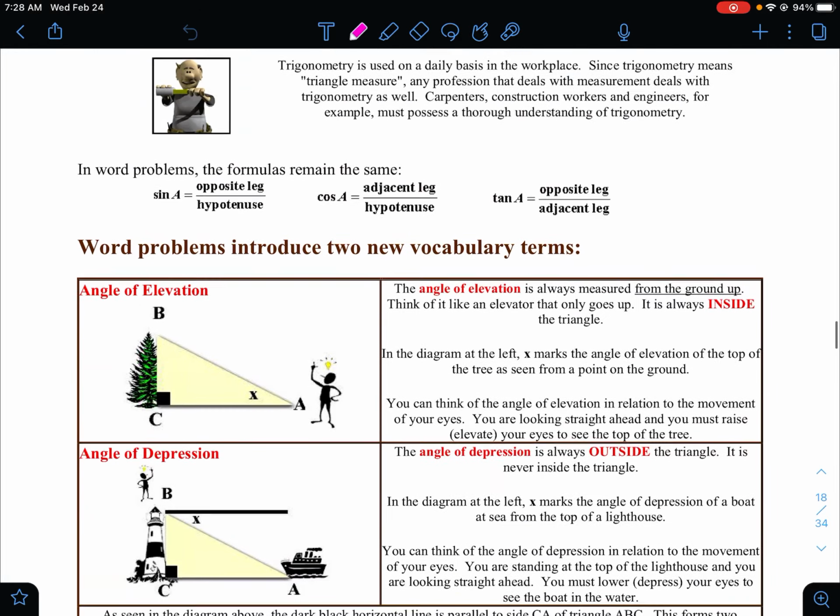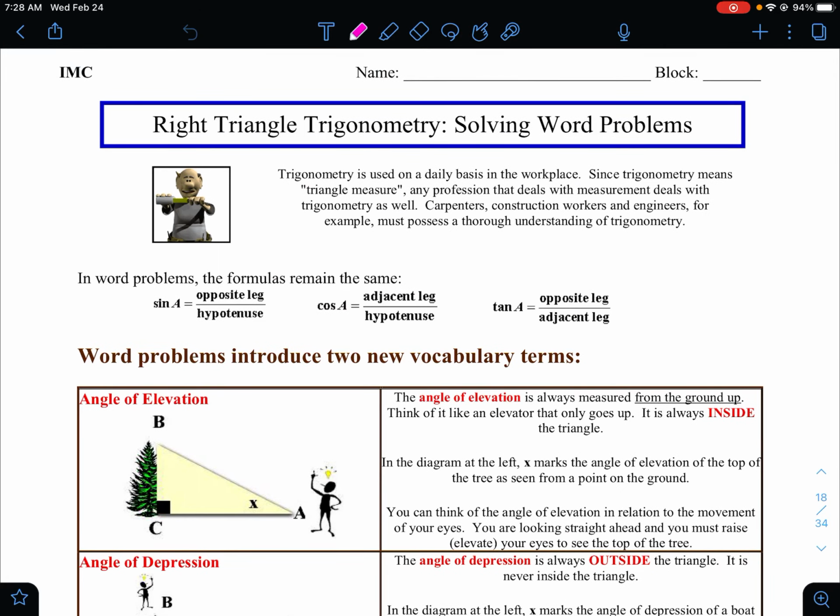Hello, Math 3 students. Today we are going to talk about trig word problems. So essentially, this is an application of the SOHCAHTOA problems we've done before. Before, you would just be given a triangle, but now you're going to be given a word problem, and you have to construct a diagram based off the words you're given, and then use SOHCAHTOA to solve.